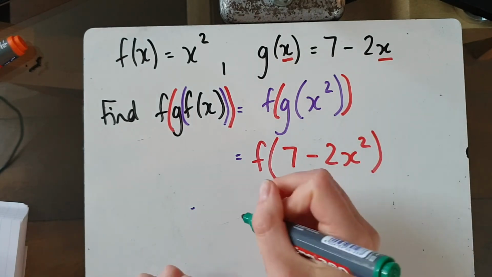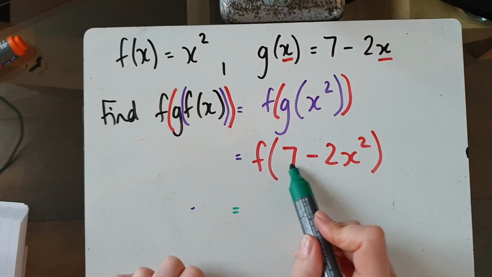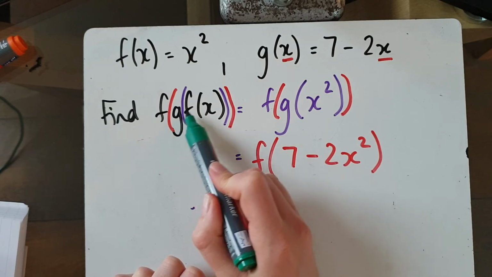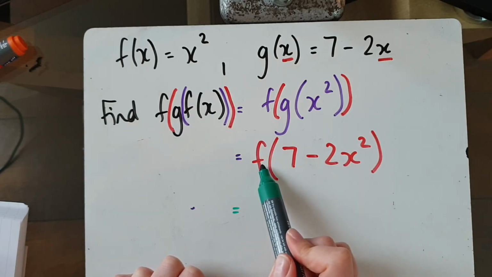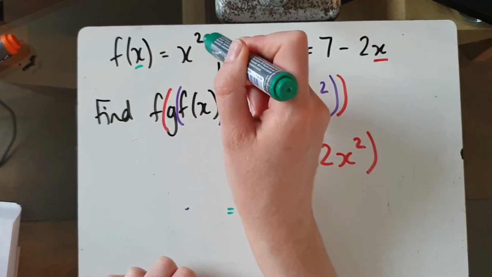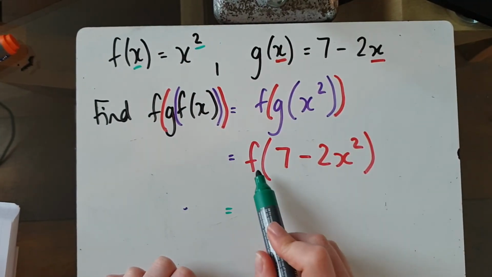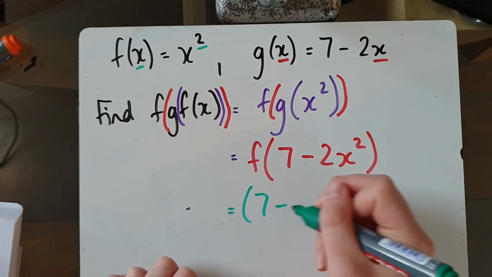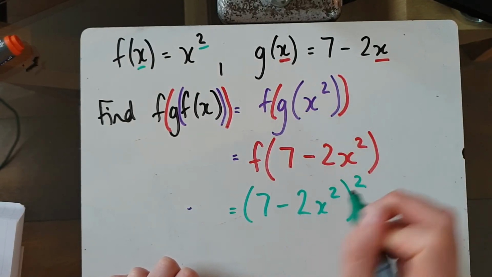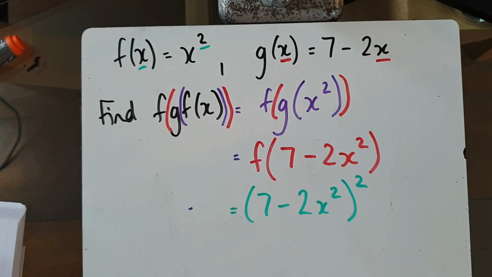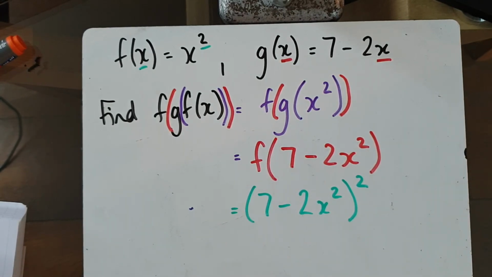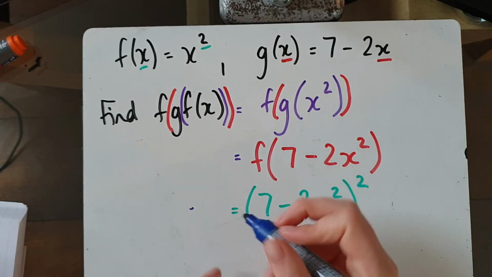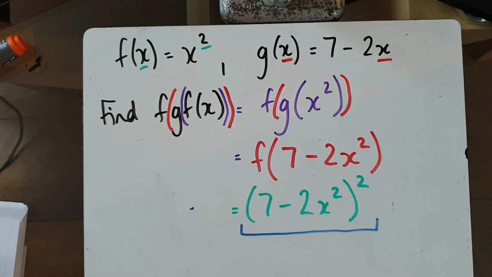So last bit then is just to put this 7 minus 2x squared, which is g of f of x, back through f. F takes what is in the brackets and it squares it. So I need to square what's in these brackets. I could multiply that out, but it's going to get messy. So actually, I am just going to leave that as my final answer. So f of g of f of x is 7 minus 2x squared, all squared. And that should be enough for you to do question 5.